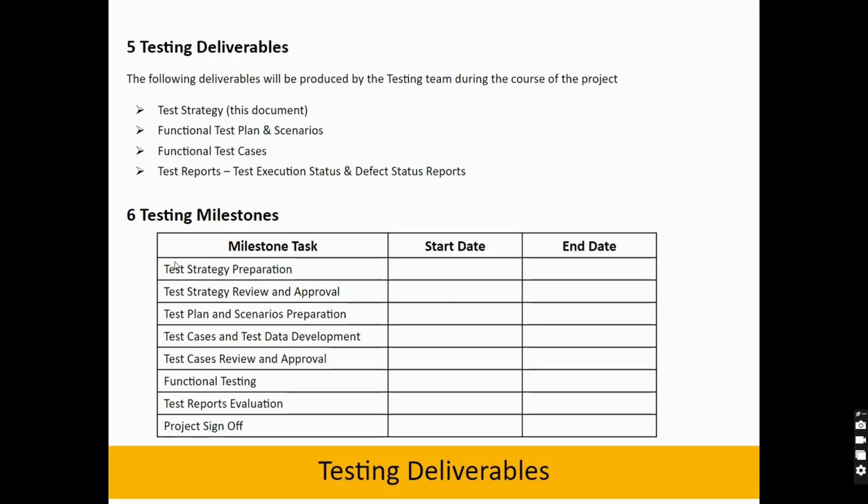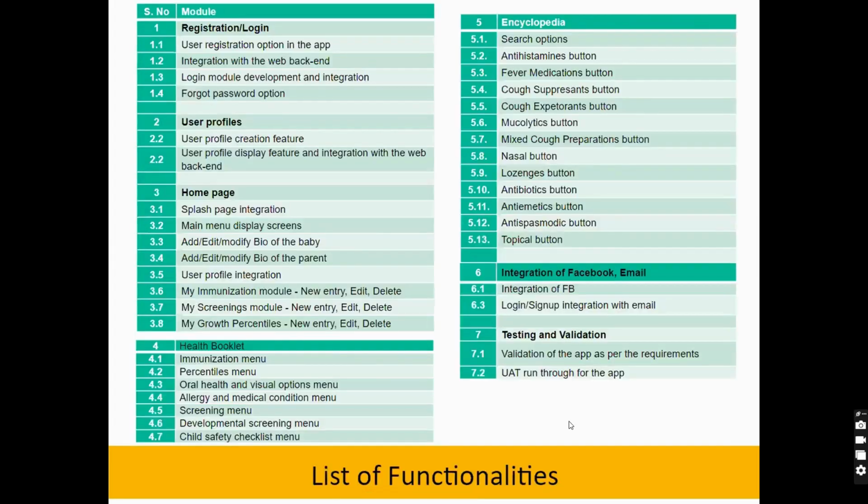And here are all the milestone tasks: test strategy preparation, when you are going to start and end, test strategy review and approval, test plan and scenarios, when you are going to start and complete, test cases, test case review, functional testing, test reports, project sign off. We need to provide each and every timeline. That is what Anu was talking about, timelines. Clear? So this is the high level.